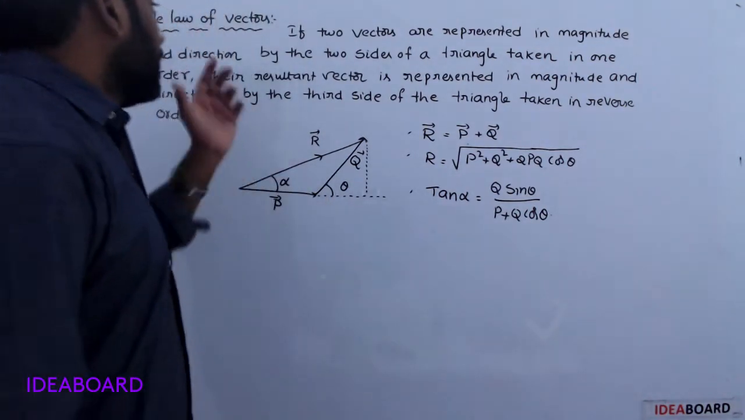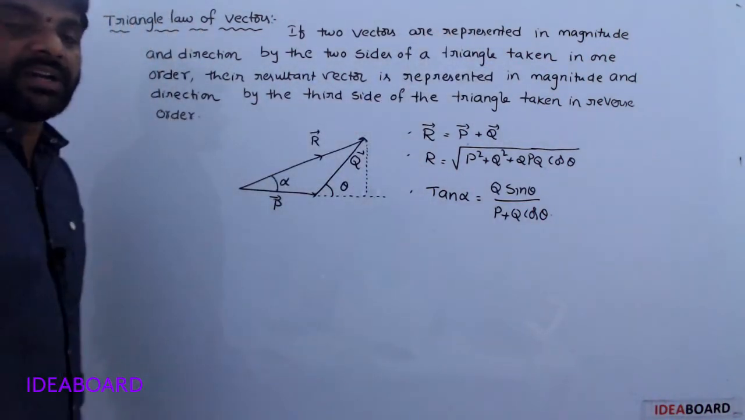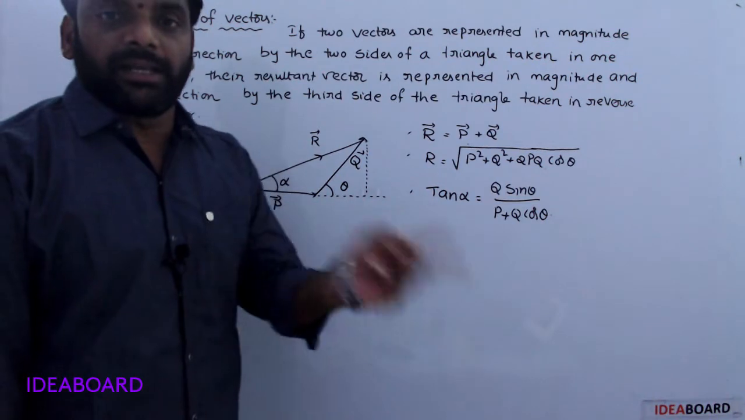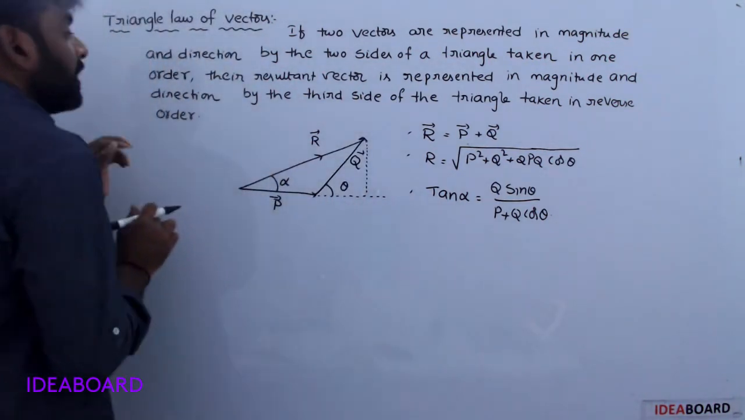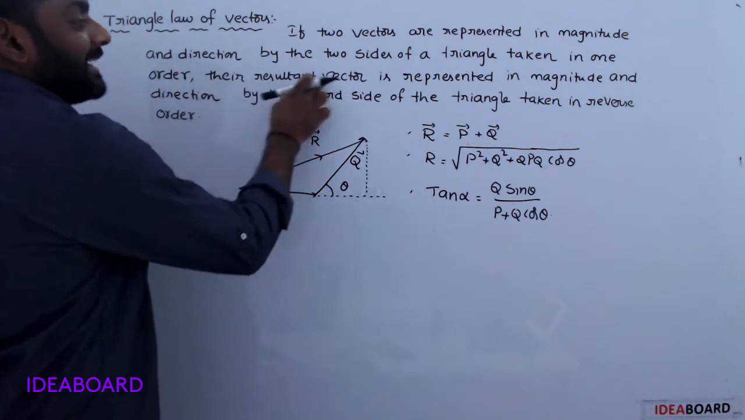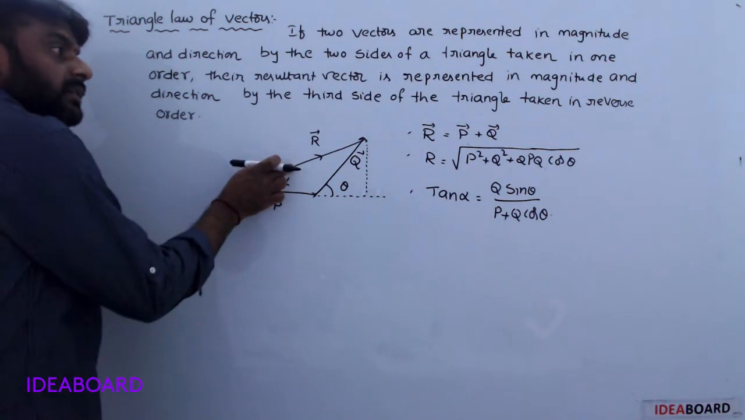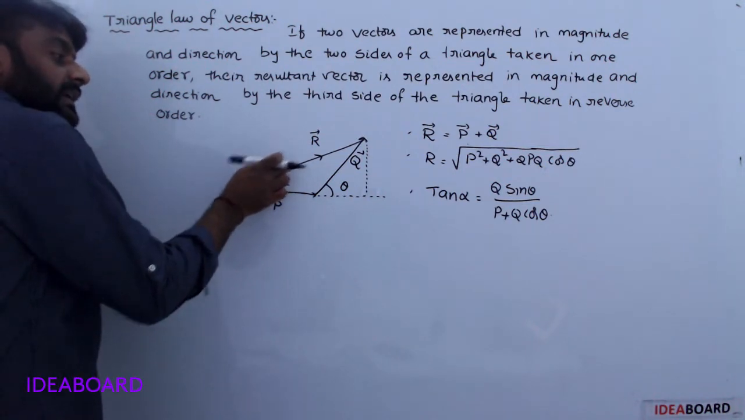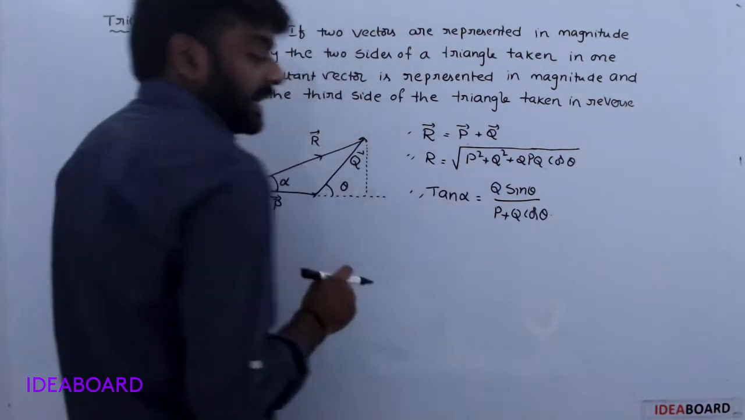Once again, if two vectors are represented in magnitude and direction by the two sides of a triangle taken in one order, their resultant vector is represented in magnitude and direction by the third side of the triangle taken in reverse order. So this gives the magnitude, and this one is the direction.